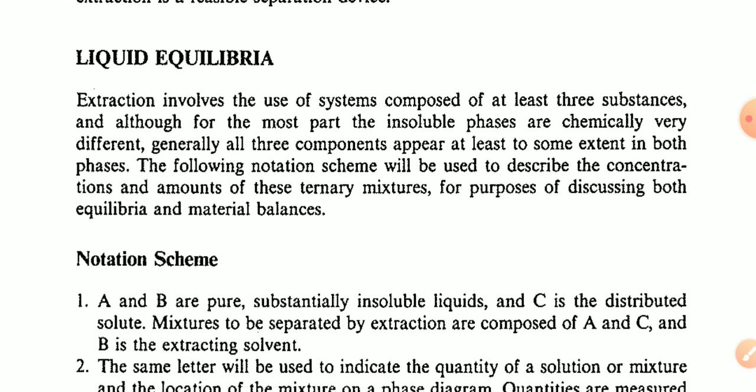Liquid equilibrium extraction involves the use of a system composed of at least three substances, and although for the most part the insoluble phases are chemically very different, generally all three components appear at least to some extent in both phases. The following notation scheme will be used to describe the concentration and amount of these ternary mixtures for the purpose of discussing both equilibrium and material balance.